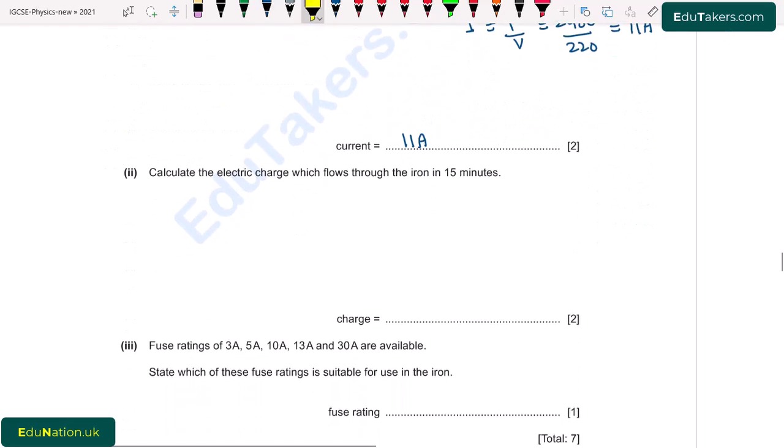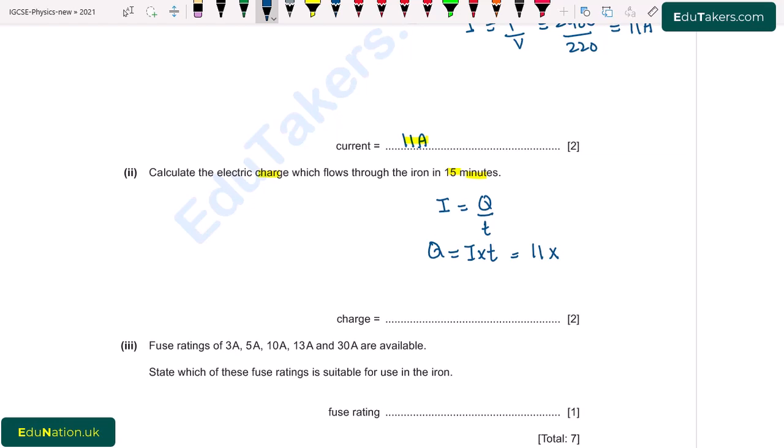Part 2. Calculate the electric charge which flows through the iron in 15 minutes. Here we have to calculate the electric charge when time is 15 minutes. We already calculated the current value. We can define the electric current as I is equal to the rate of flow of charge. So I write here Q over T, where Q is electric charge and T is time. Here we have to calculate Q, that is electric charge. It will be the product of current and time. So the electric current is 11 multiplied by time, which is 15.